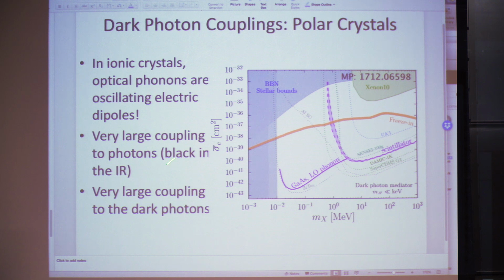So here's a paper that we wrote on this. And you can see the sensitivity is incredibly enormous below this 1 MeV. So here we have a dark photon mediator, where we have dark matter scattering via a dark photon, which was talked about in the slide before me.